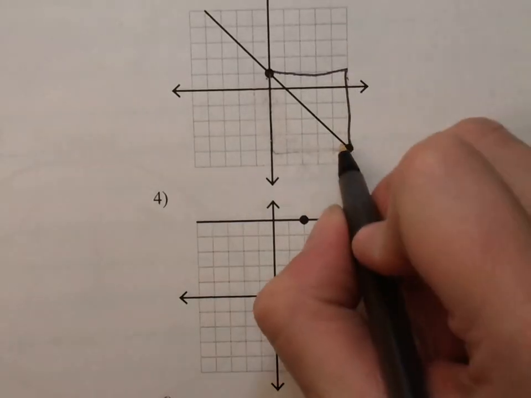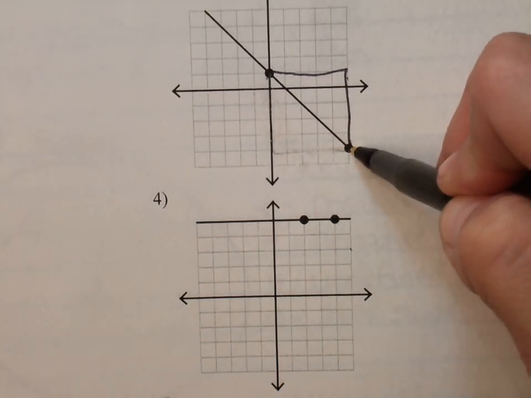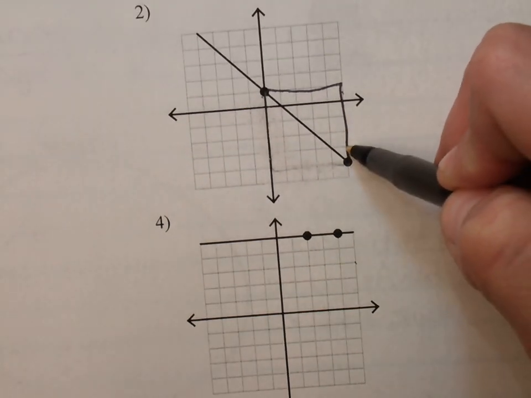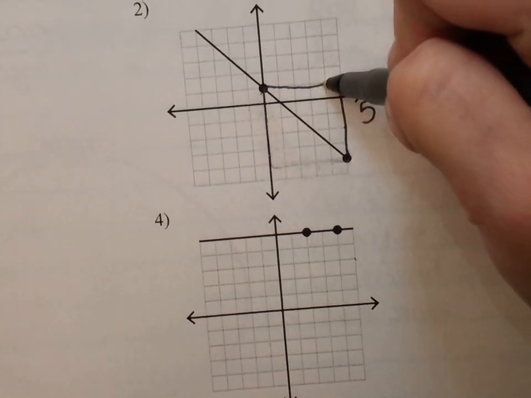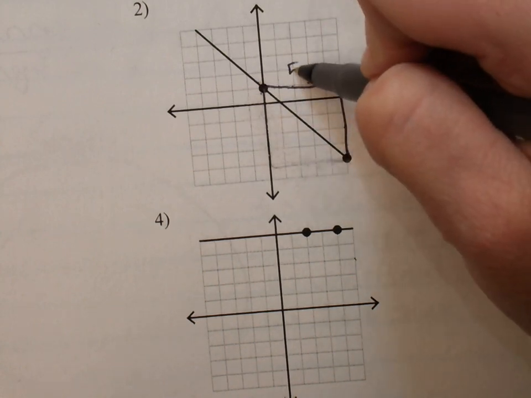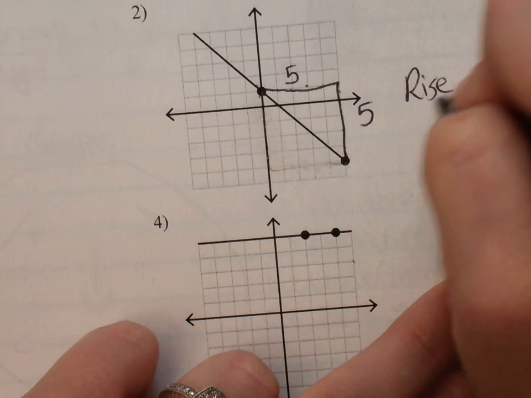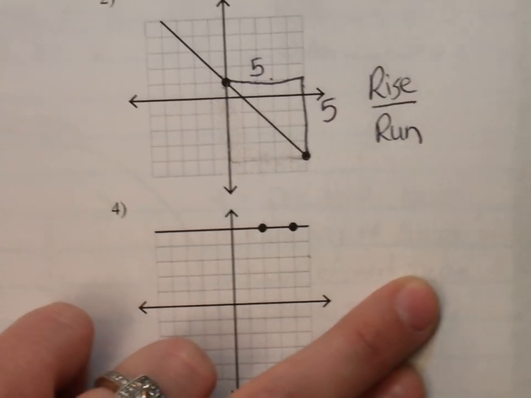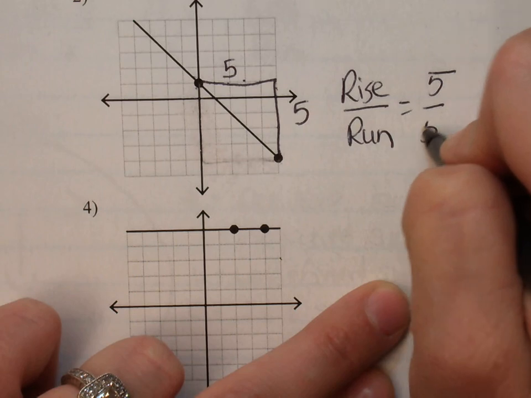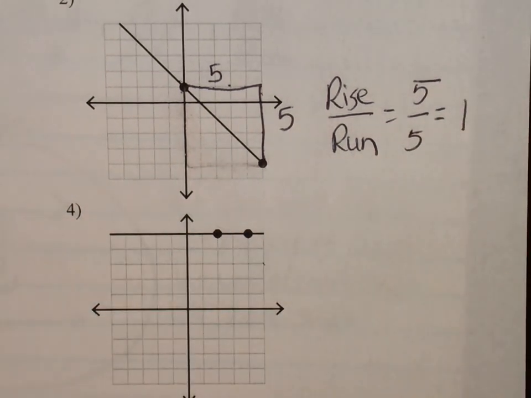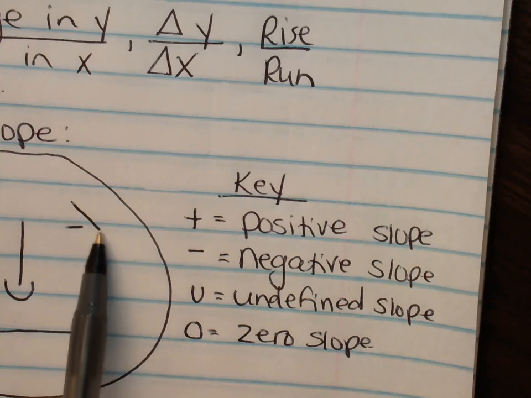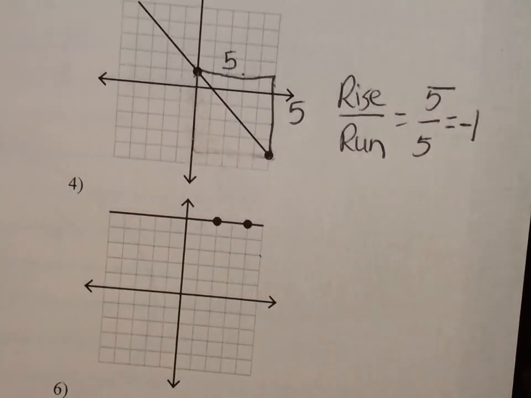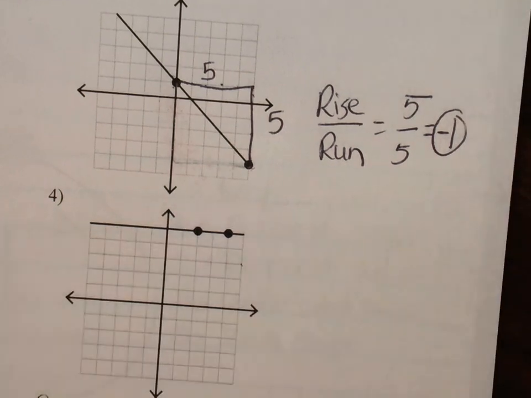Alright, so we are going to count. When we are counting, we're counting the boxes. So this is 1, 2, 3, 4, 5. And this is 1, 2, 3, 4, 5. We have rise over run. My rise is 5, my run is 5, and 5 divided by 5 is 1. But my answer has to be negative because my line is going down. If we look back at our slope man, a line that goes down is a negative slope. So my slope of this graph is -1.